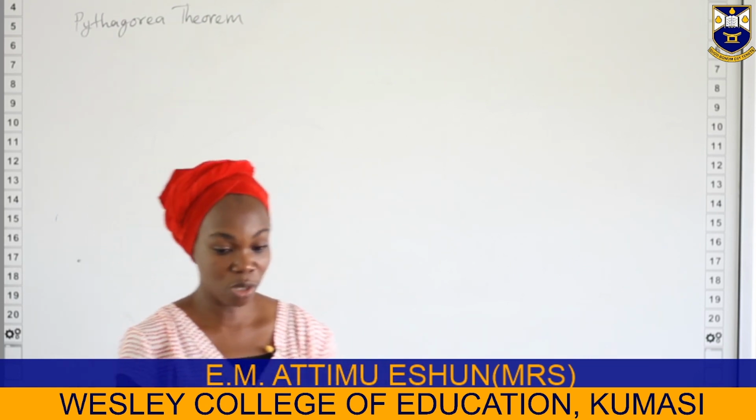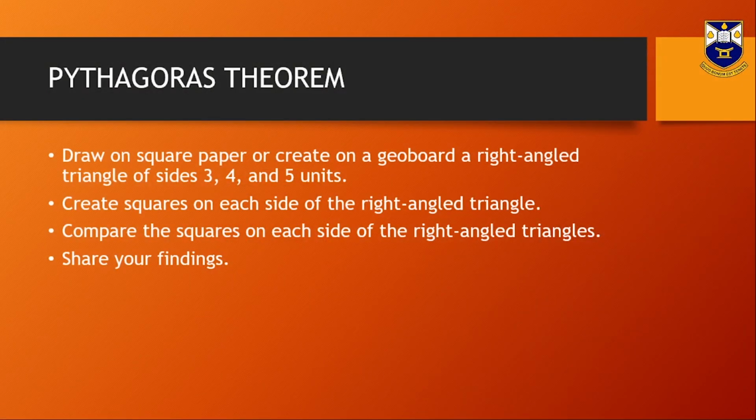Good day again. Our continuation is with Pythagoras' theorem. We want to set the ball rolling by giving ourselves a little task. We need to write or draw on a square paper or create on a geoboard, like I have done, a right angle triangle with sides 3, 4, and 5.